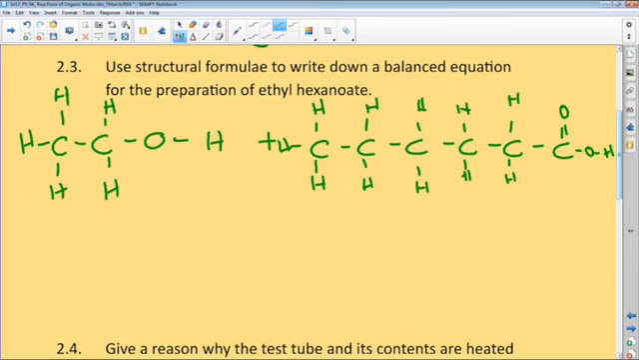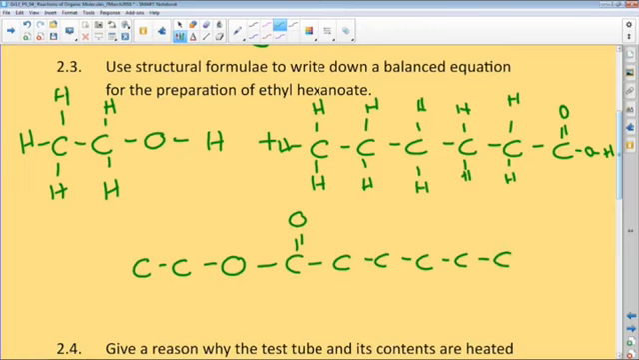So now we need the ethyl hexanoate formula. So that's 1, 2. Then we have the oxygen. Then we're going to have the carbon with the double bond oxygen from the hexanoate. But there's still got to be 6 carbons. So that's the 1, 2, 3, 4, 5, 6. Great. Now let's add in all the hydrogens.